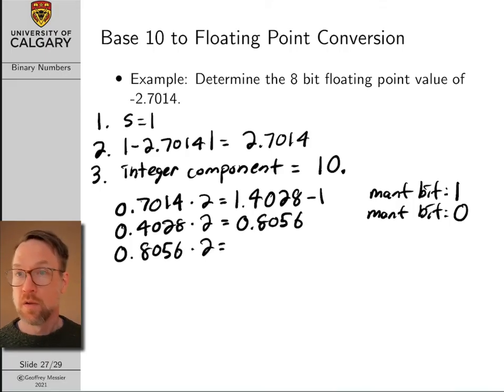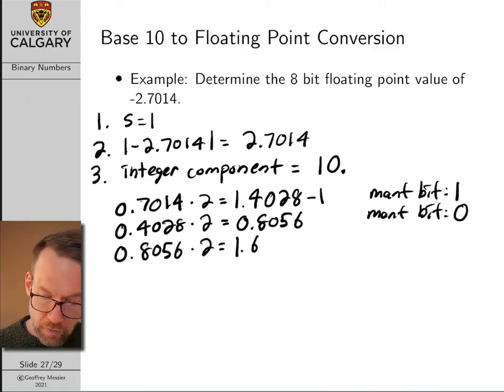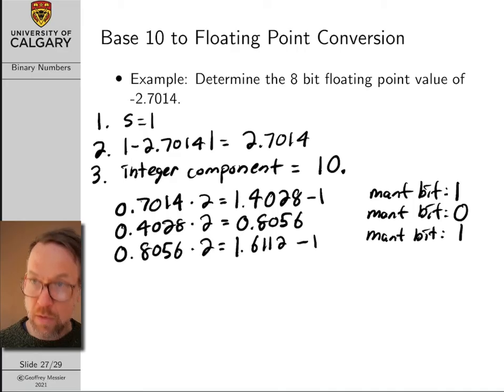And we get 1.6112. That has an integer component, so we need to subtract it off. And we set our mantissa bit for this current step equal to 1. Now, we could keep going, right? We keep multiplying by 2, subtracting things off or whatever. But if you'll notice, we now have enough bits.